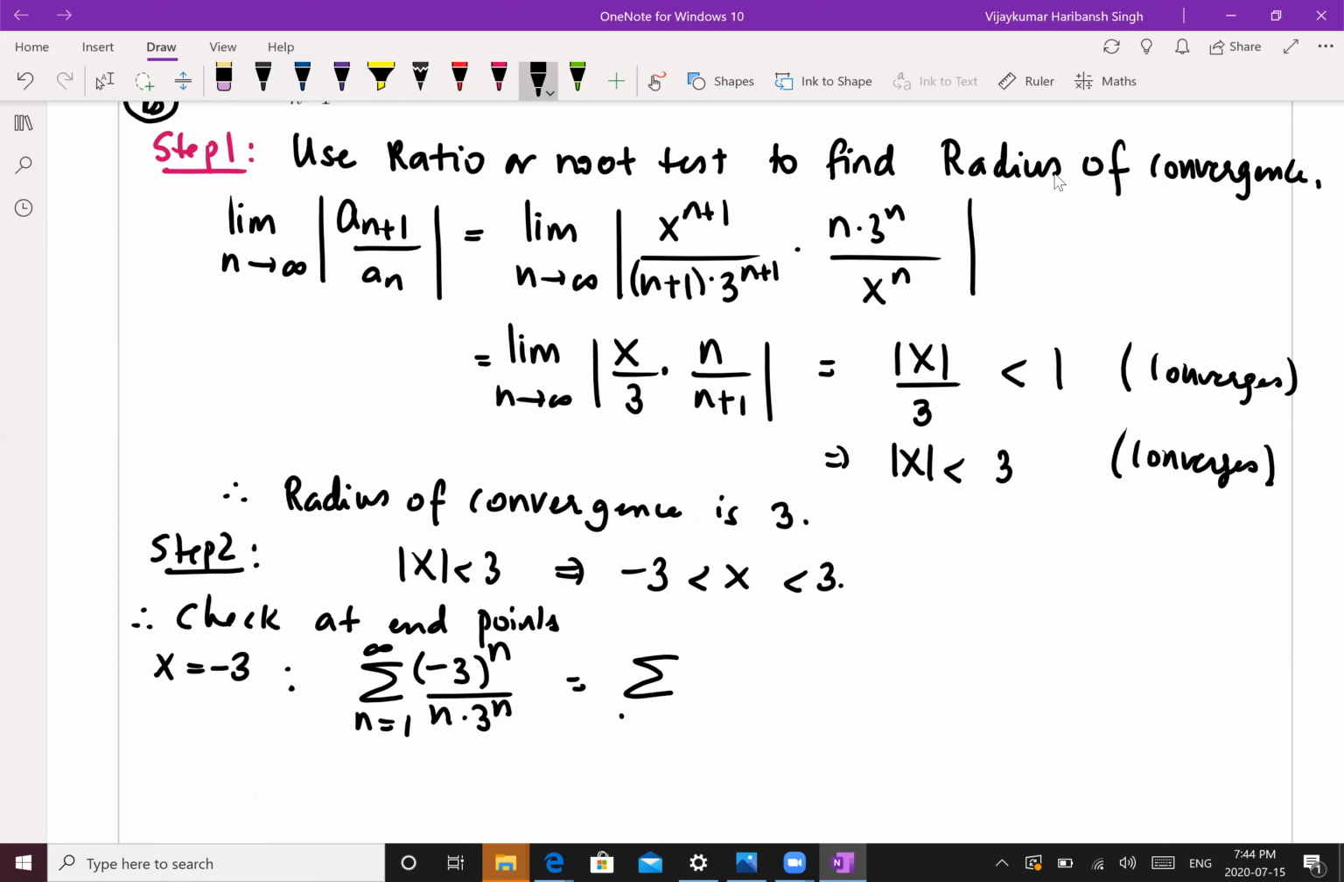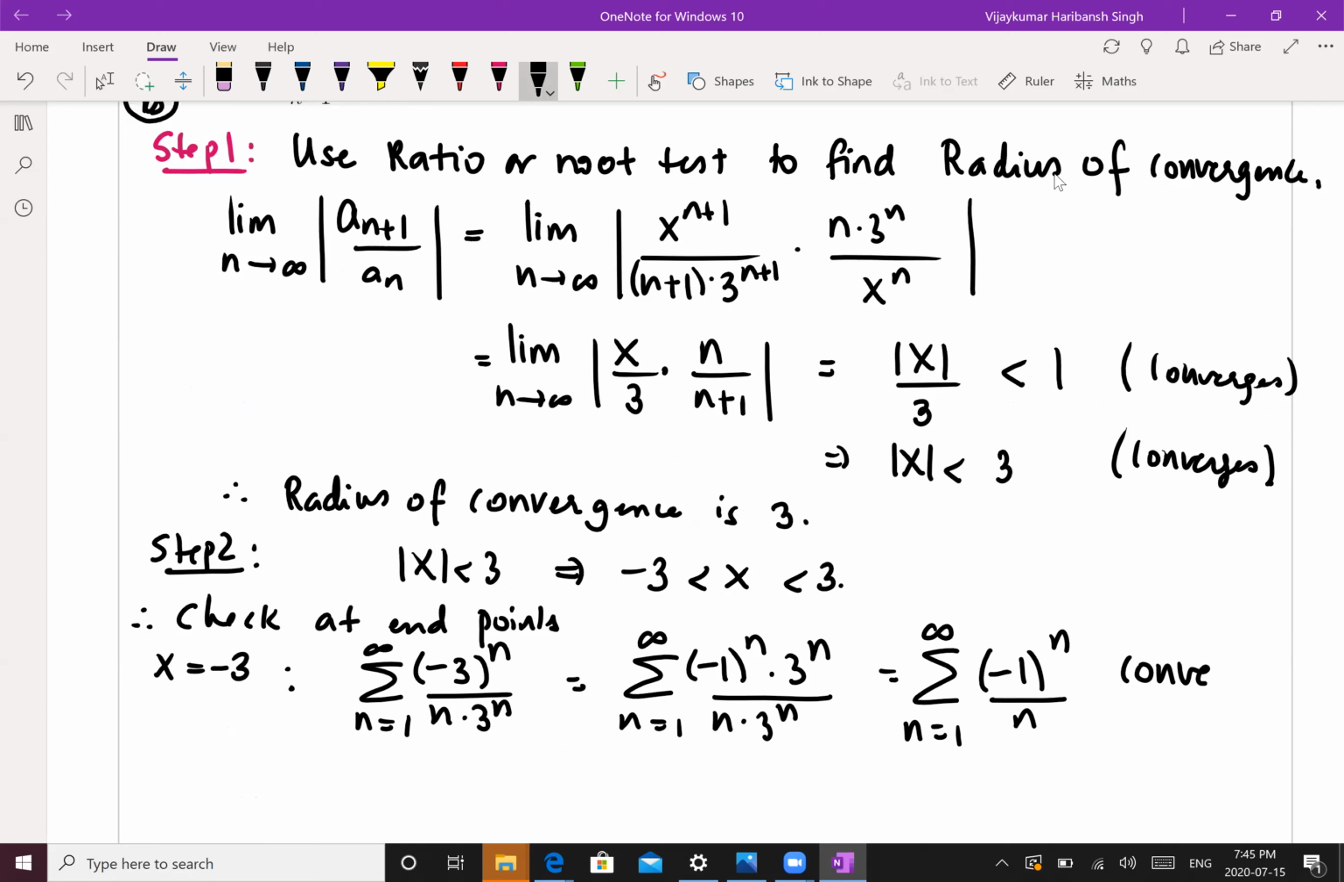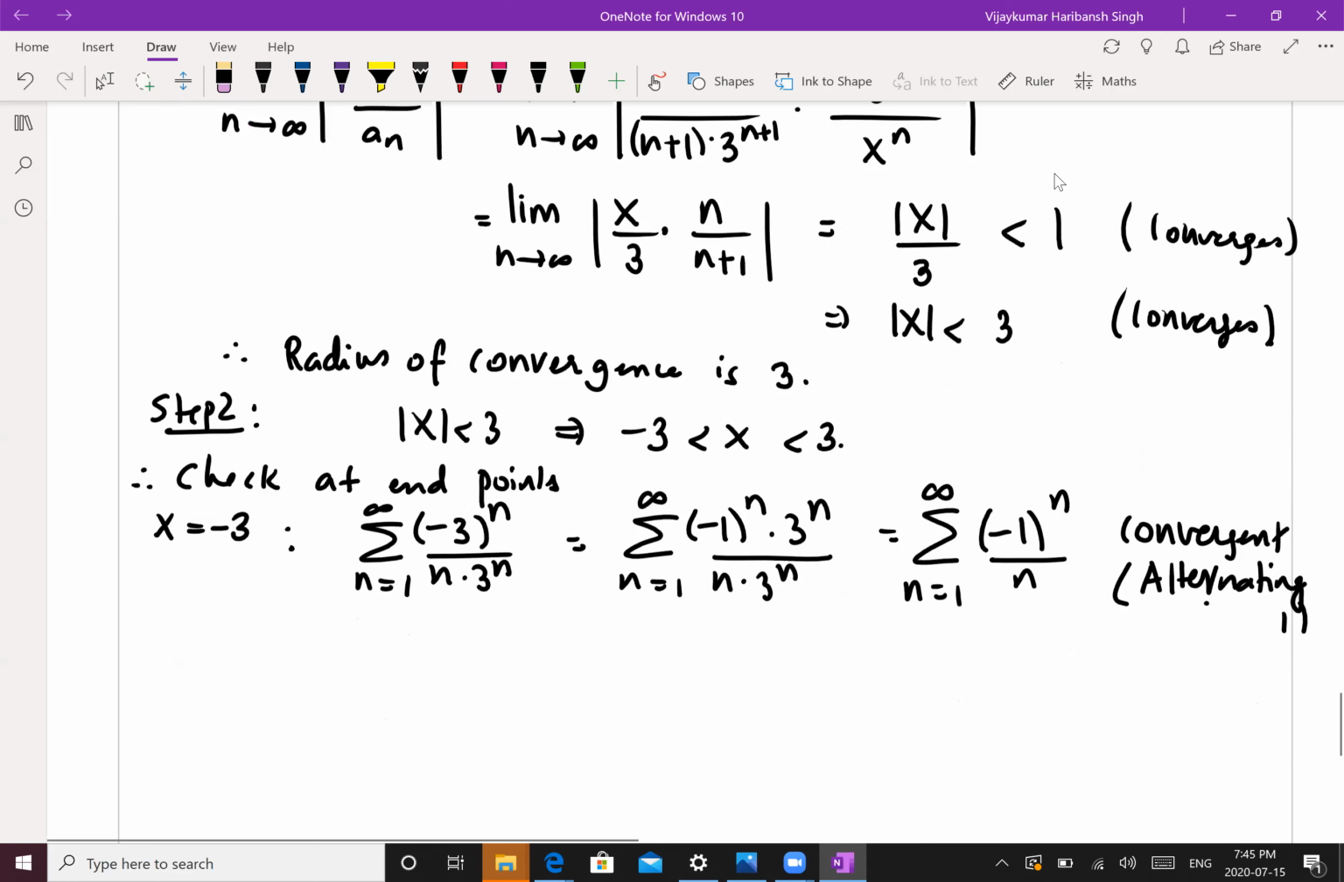This is going to be summation n equals 1 to infinity. Minus 3 can be seen as minus 1 times 3. So it's going to be minus 1 to the power n, 3 to the power n divided by n times 3 to the power n. And then when you cancel 3 to the power n from numerator and denominator, you get this guy, which is convergent using the alternating series test.